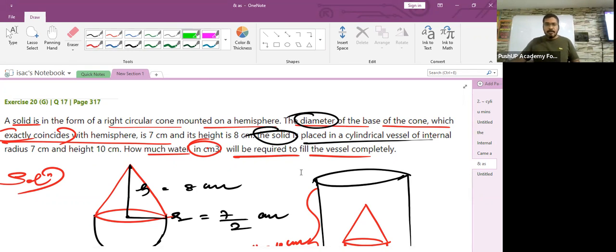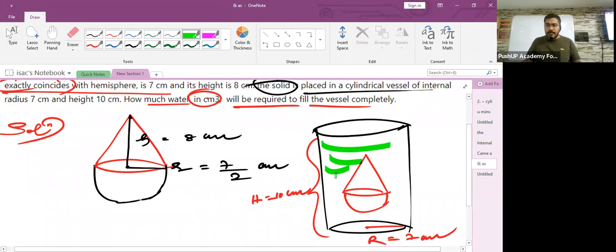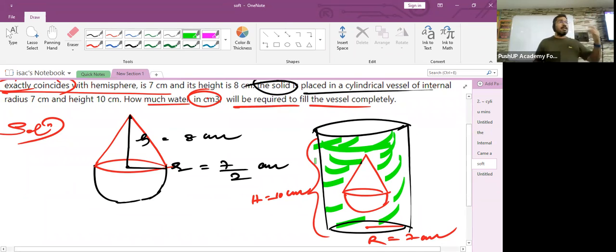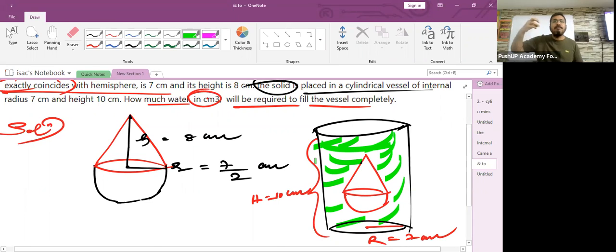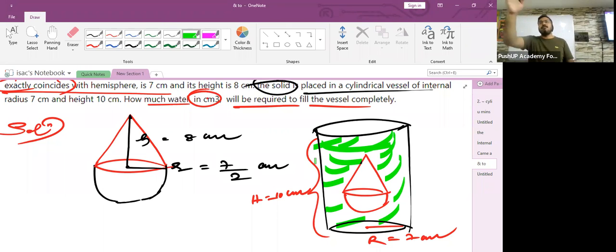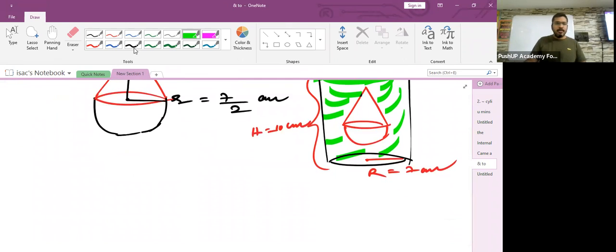Let me fill it with water. Green water, okay? So children, you are going to fill it with water. They are asking you how much quantity of water will be required to fill the cylindrical container. What will be the logic? The total volume of the cylindrical container minus what? The volume of the solid, isn't it? Because the cylinder is actually occupied with the solid. So the portion or the volume which is taken over by the solid, that much volume will not be filled with water, isn't it? So whatever is the balance quantity, only that much amount of water has to be filled into the cylindrical container. Did you follow that, Joshua? Understood? Okay.